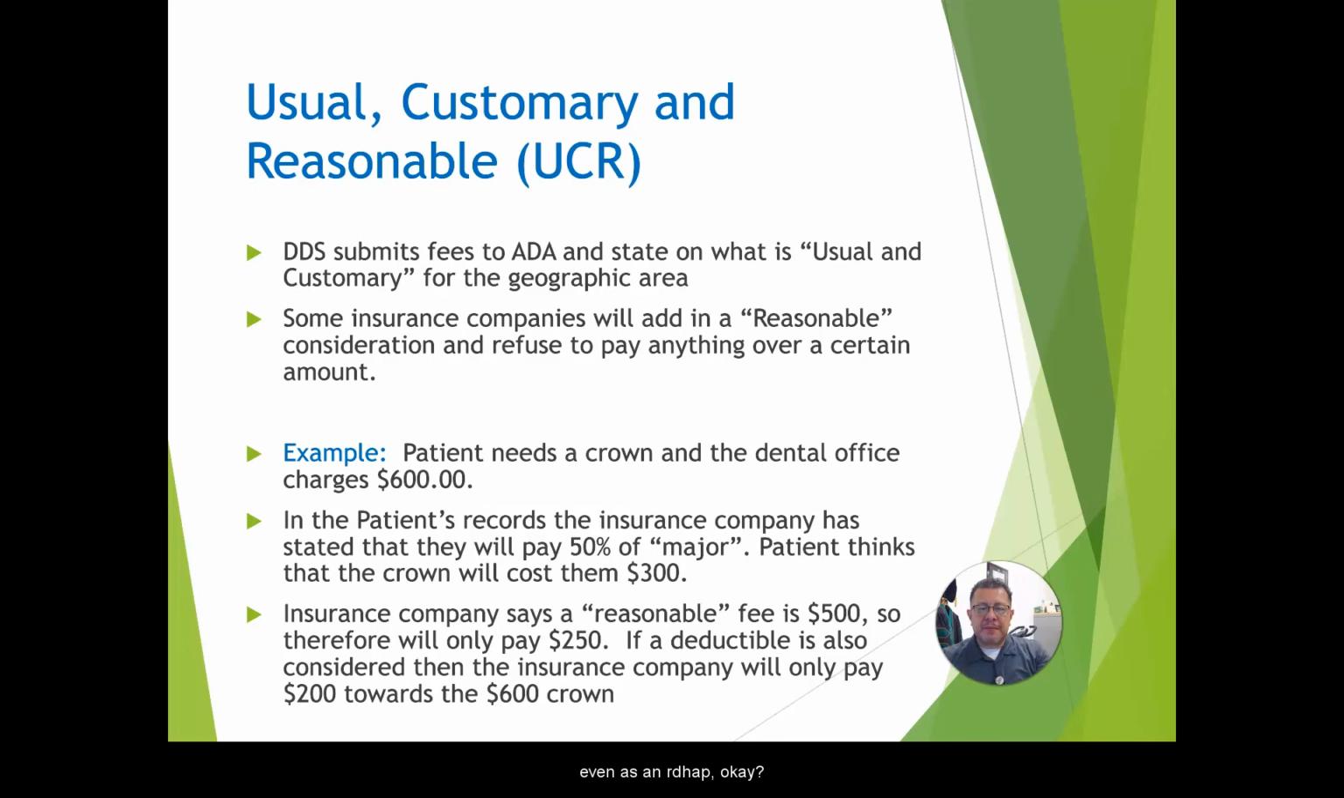Okay. Now, this person happened to have a deductible, okay, for major procedures. Okay. So if a deductible, and I think we had said $50, is also considered, then the insurance company will only pay $200. Okay. What the office was charging $600 for the crown, and the patient thought that they were going to only have to pay 300, it's 200 towards the $600 crown. Do you see that?